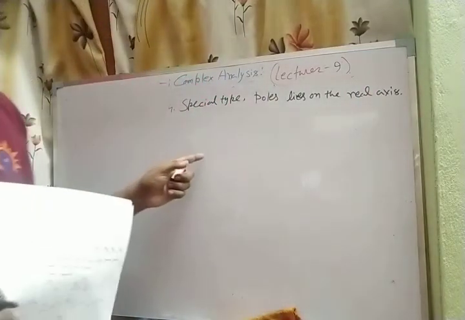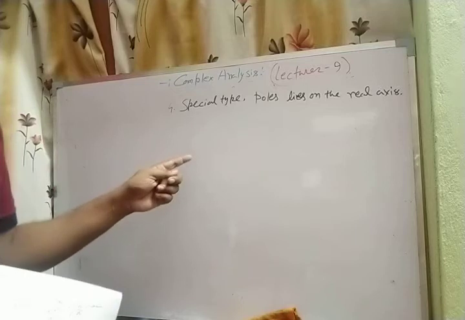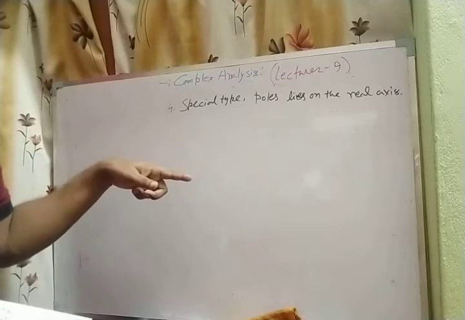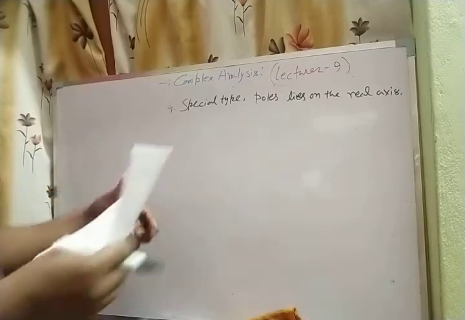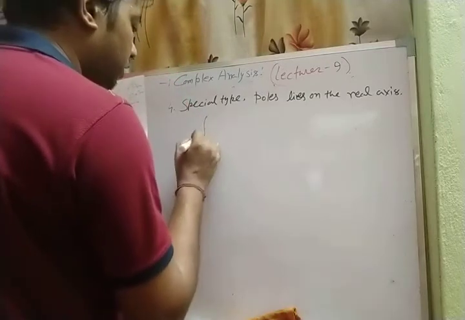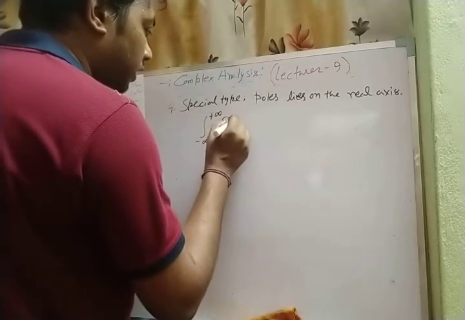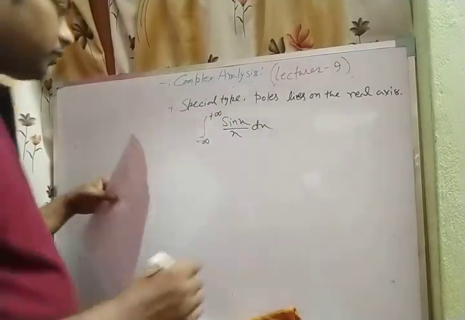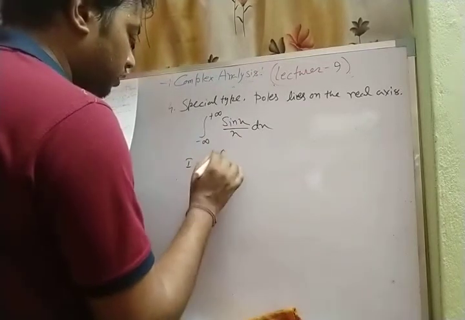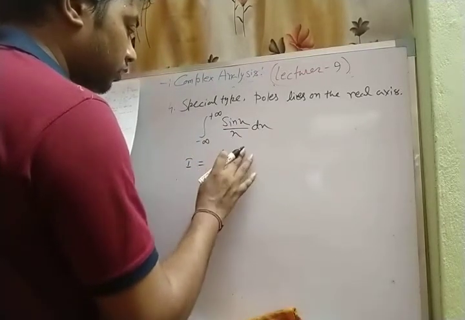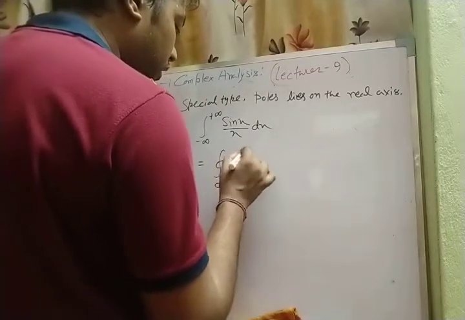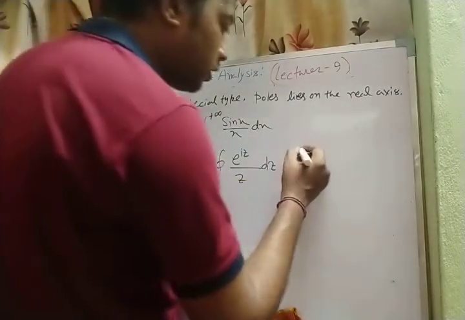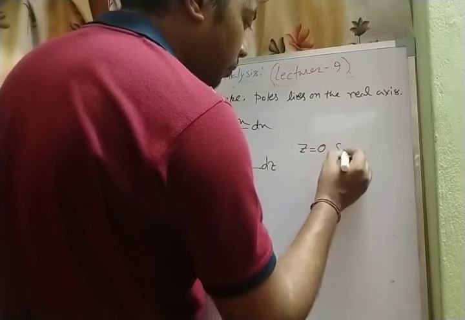You can see that in the previous three integrations, the poles are not on the real axis. So if the integration minus infinity to plus infinity of sin x by x dx is given, it can be easily written as closed integration c e to the power iz by z dz. So the pole is at z equals 0, a simple pole.